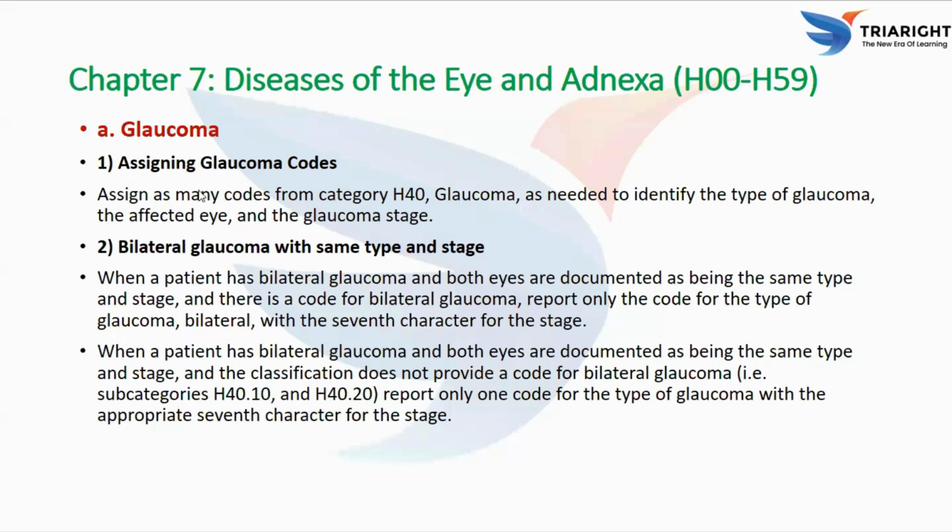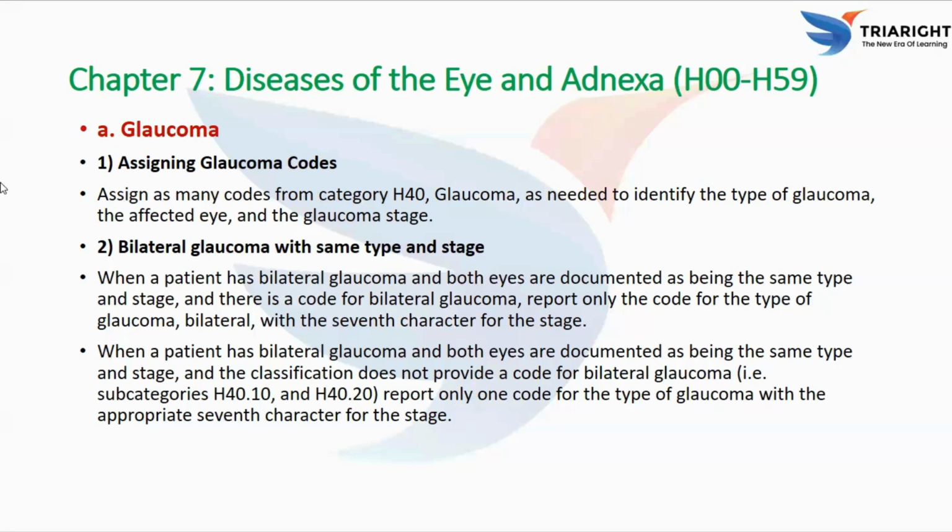Glaucoma. So glaucoma is coded in ICD-10-CM category H40. This includes various types of glaucoma. Coding glaucoma requires you to identify the type of glaucoma, which eye is affected, and the stage of the glaucoma. So how do you code glaucoma? What are the specific guidelines to code these?